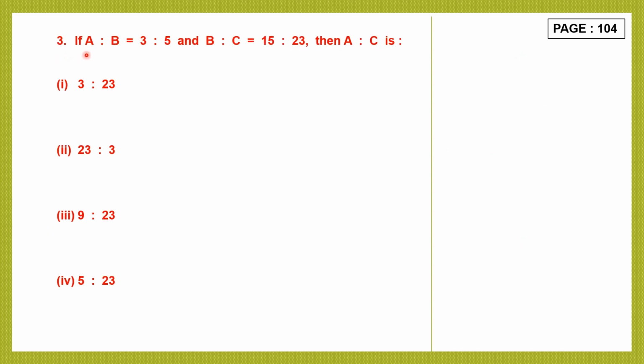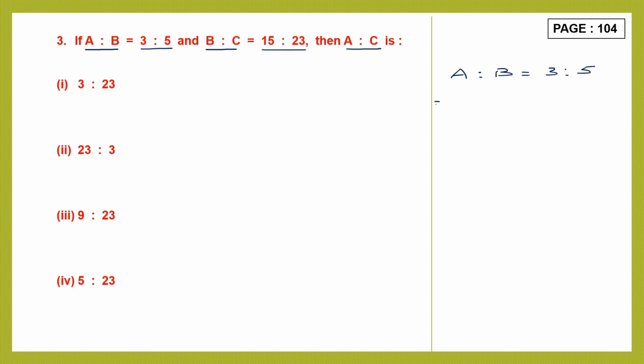Question 3. If A is to B is, now let's write that clearly, A is to B is equal to 3 is to 5 and B is to C is 15 is to 23, then what is A is to C? Which of these options will be the answer? Now let's take the first one. A is to B. So A is to B is equal to 3 is to 5. This is given to us.